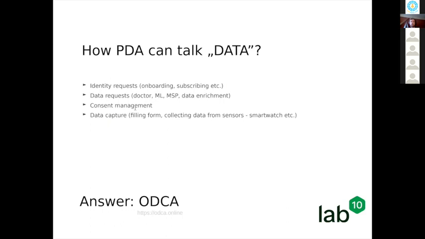And to address all those problems, we came up with this ODCA, overlay data capture architecture, which I will briefly mention and show how this allows you to interact with the data vault.